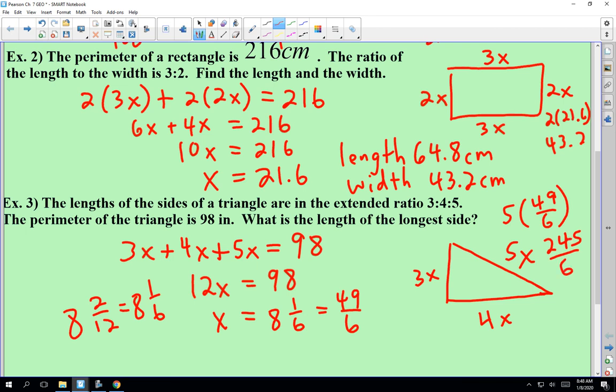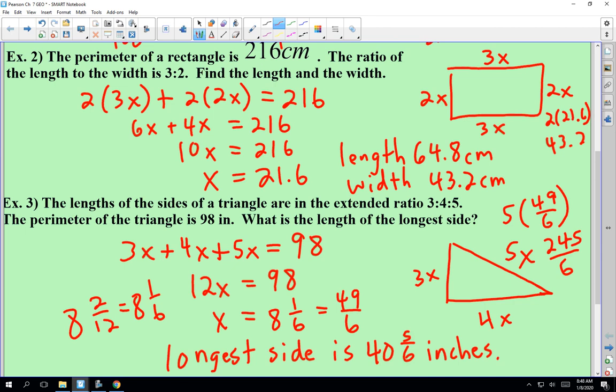As a decimal, 6 would go into there 4 times. 40. Let's see, it's 40 and 5/6. So the longest side is 40 and 5/6 inches. There you go. Another one that forces you to do a little bit of algebra.